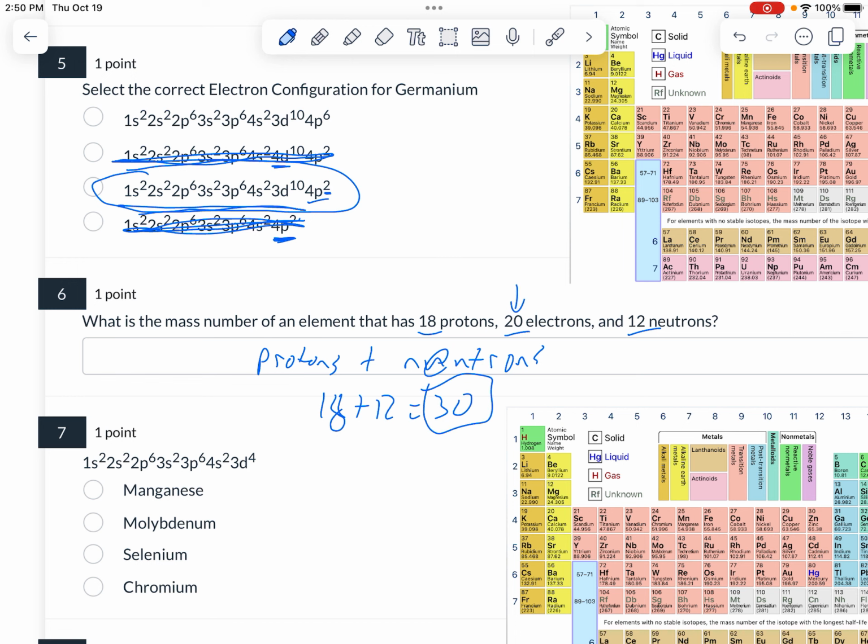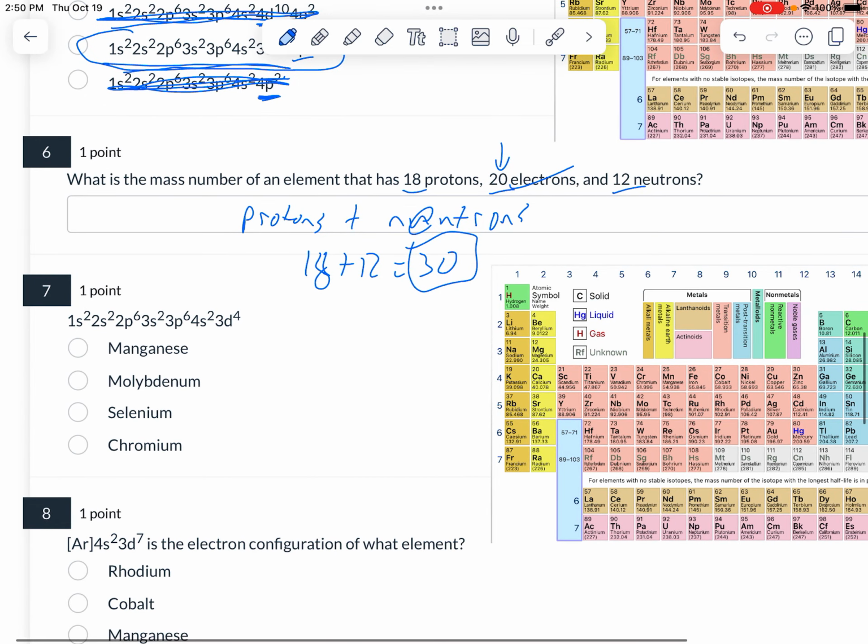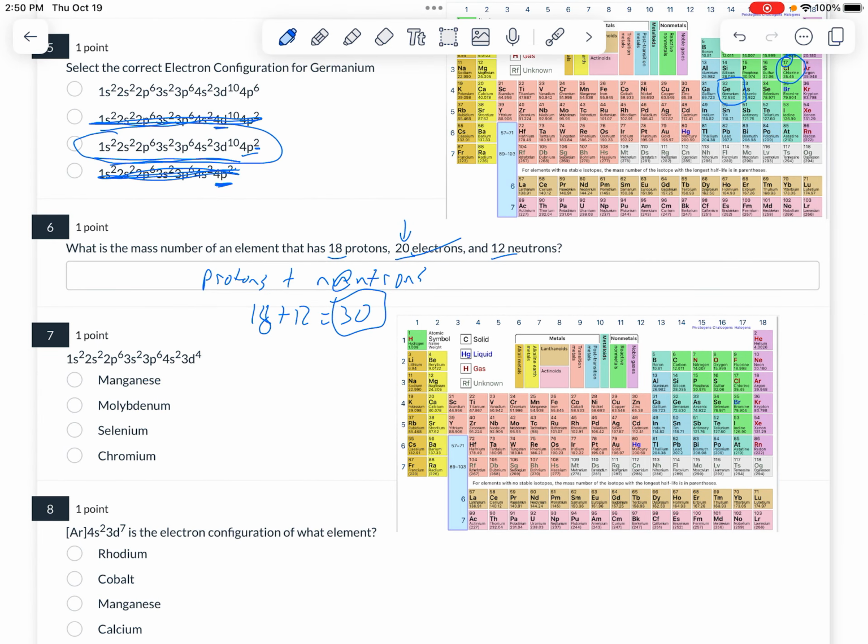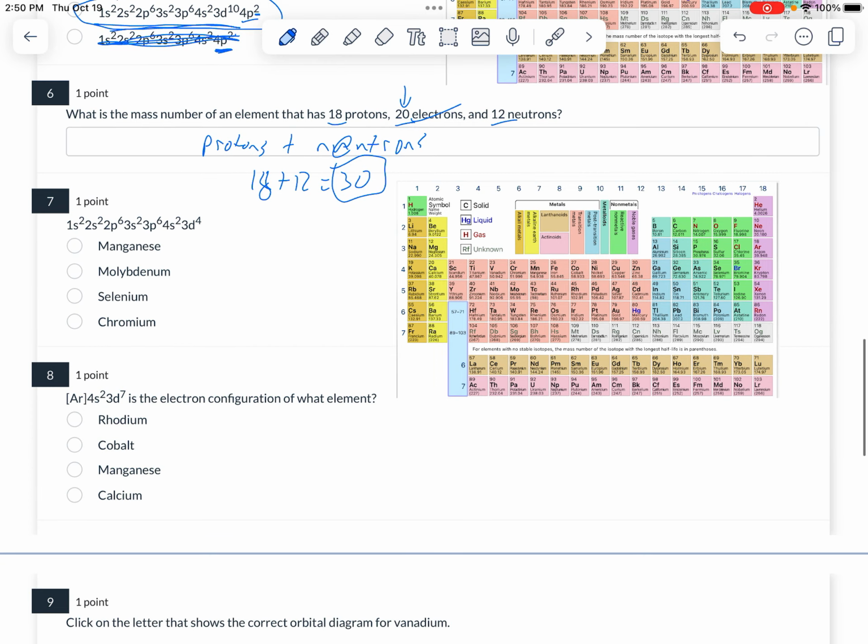What do we do with the 20 electrons? Nothing. They don't really have much mass, not enough to make a difference. It's just there to trick you. So make sure you pay attention. It's just protons and neutrons for mass.